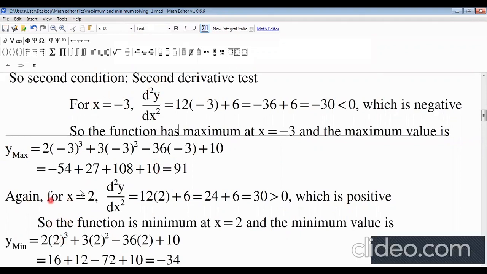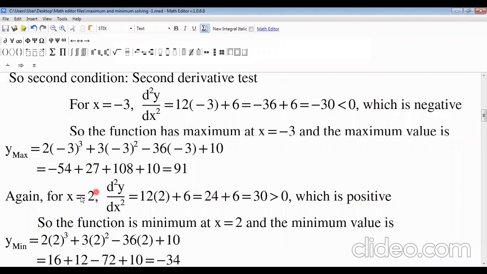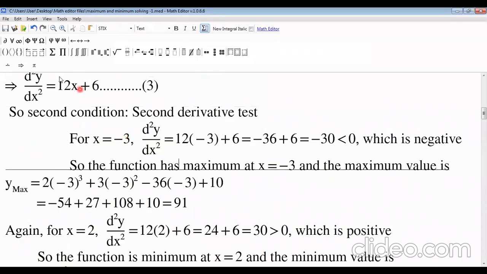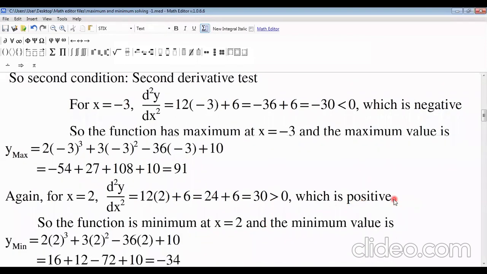Again for another critical point, x equals to 2. For x equals to 2, the second derivative value will be 12 into 2 plus 6, that means 24 plus 6, that means 30, which is positive. That means the function has a minimum value.